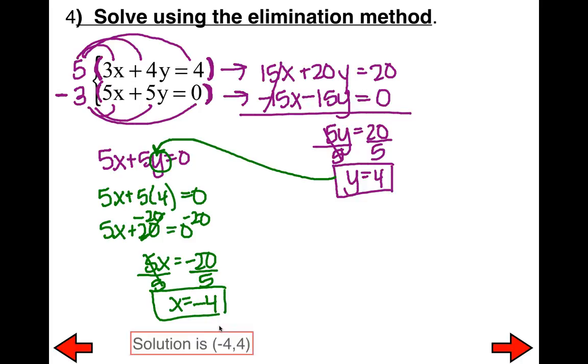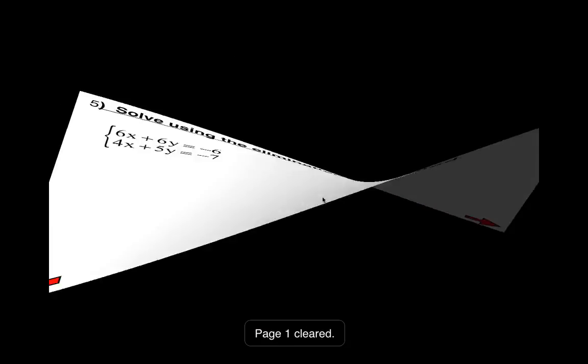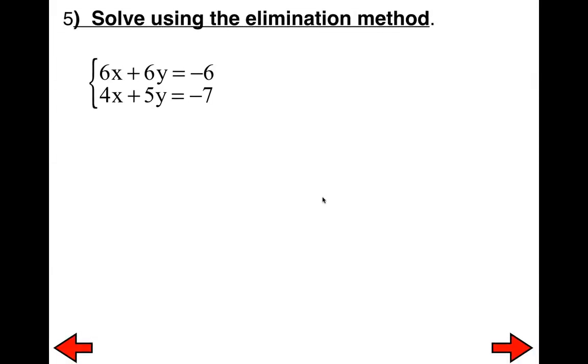Here, I think the solution is negative 4 comma 4. But again, I would say think until I've checked my work, and then I would say that I know. So now it's going to be your turn. You're going to go ahead and try number 5 on your own.